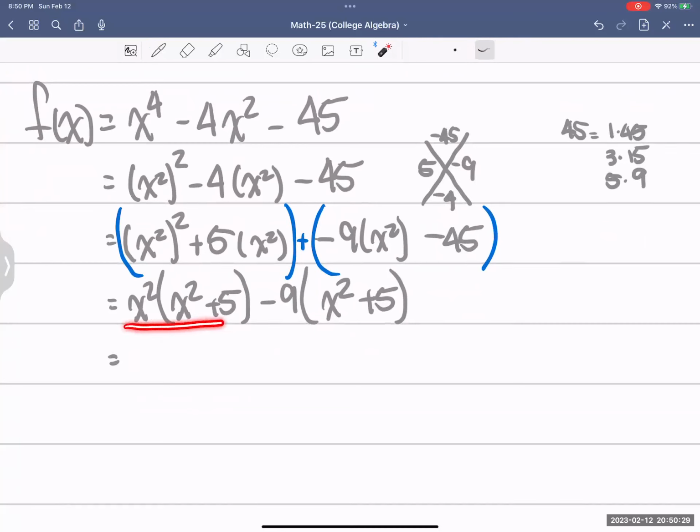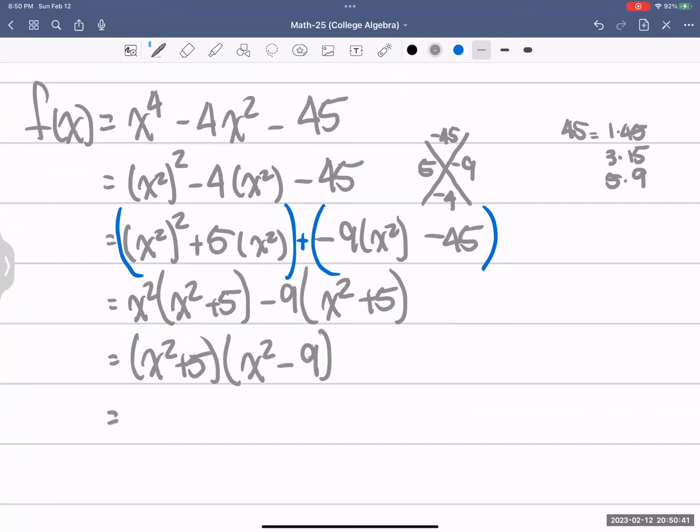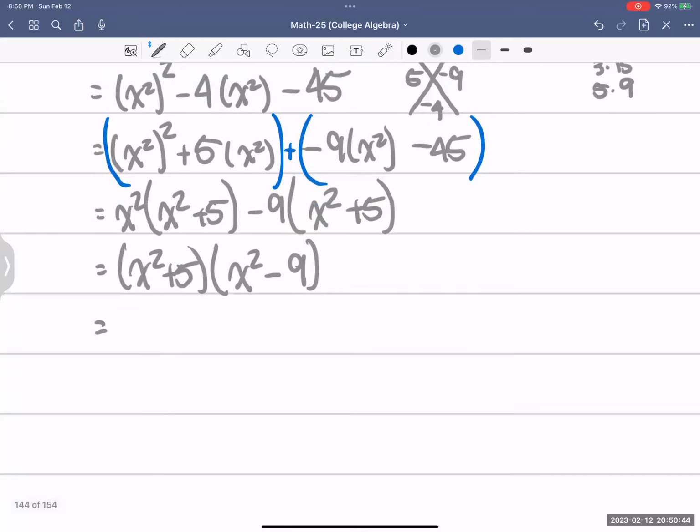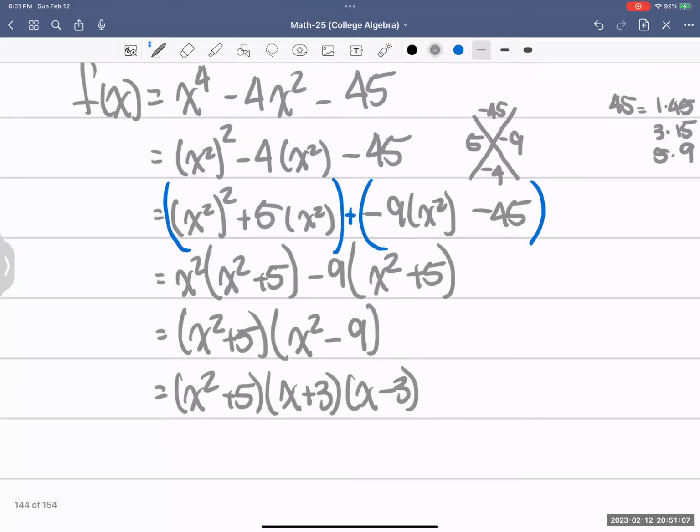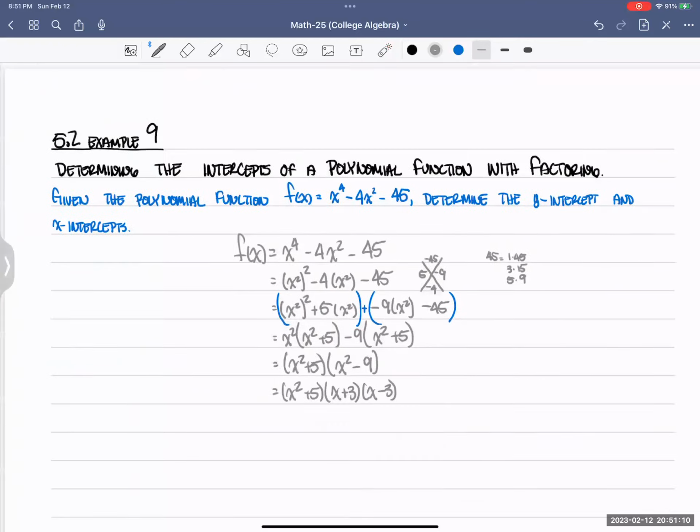Because we have an x squared plus 5 in both, we can factor out that x squared plus 5, leaving us with x squared minus 9, which is even cooler. I see that we can factor this difference of squares: x squared plus 5 times x plus 3 times x minus 3. It doesn't look like we can factor any more from here, so we can start finding our intercepts.